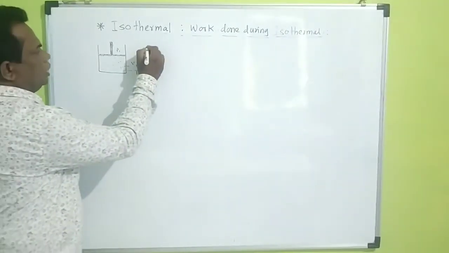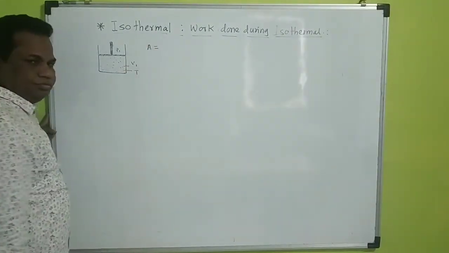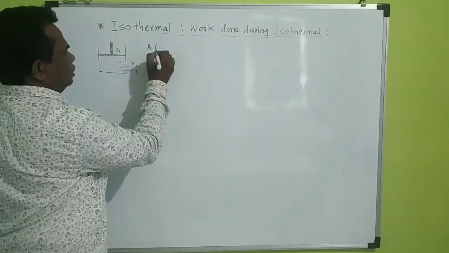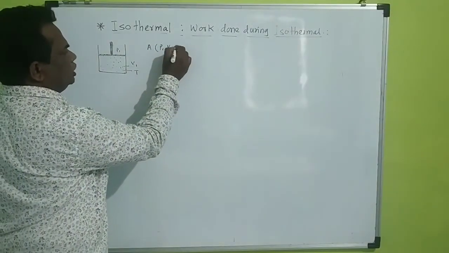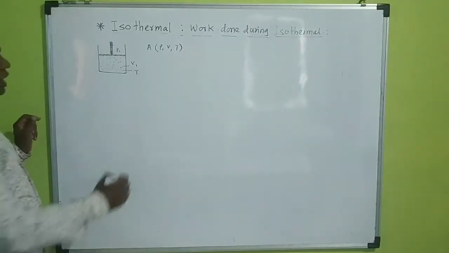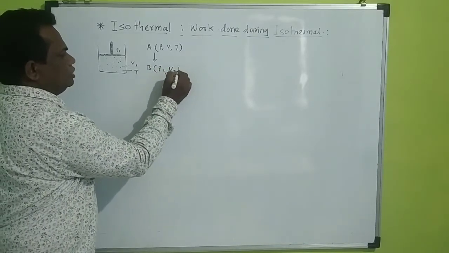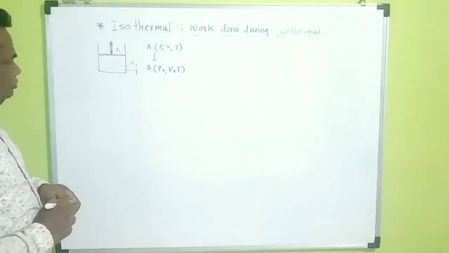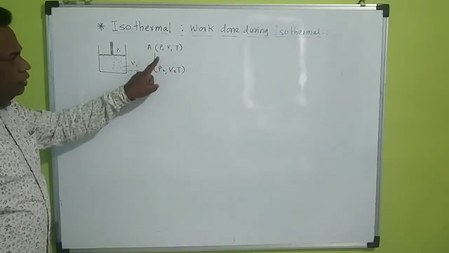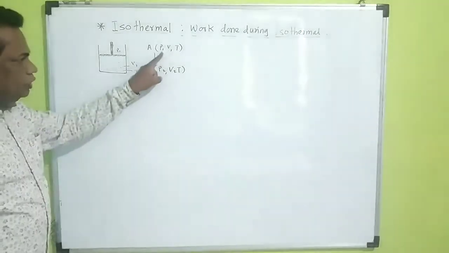Suppose A is a thermodynamic state having these parameters or thermodynamic variables P1, V1, T. And this state now we are going to change to B, P2, V2 and T. So T is a constant. Now slowly, let us move the piston slightly upward. If we move it up, the volume changes from V1 to V2. So the piston is moving upside, that means we are reducing the pressure. That means pressure P1 is greater than P2. So P1 changes to P2.